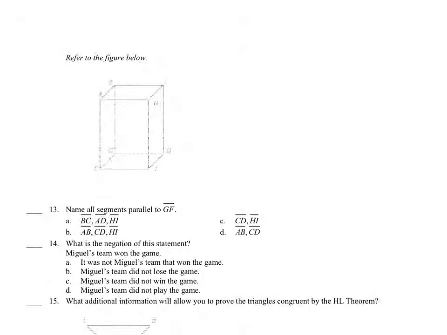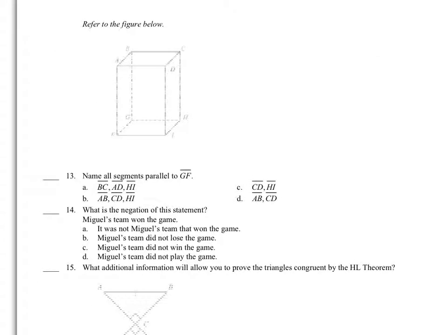Okay, number 13, name all the segments parallel to GF. GF is this segment right here. Well, the segments parallel to that would of course be AB, HI, and then also CD would be parallel because it's parallel to the others. It would be the one we would probably forget if we were to forget one. So HI, AB, and CD, the answer is B.